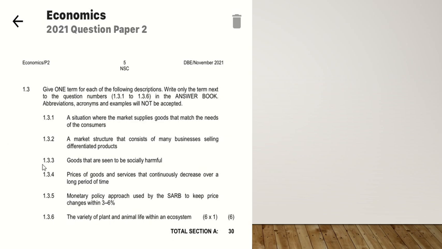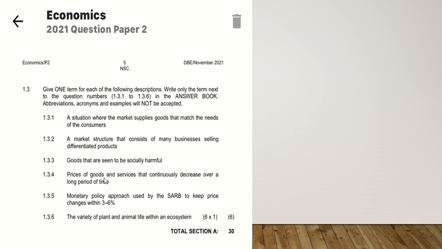Next question, 1.3.3, goods that are seen to be socially harmful. So we know that we learned about a limited number of goods in economics, and the ones that are seen to be socially harmful are known as demerit goods.